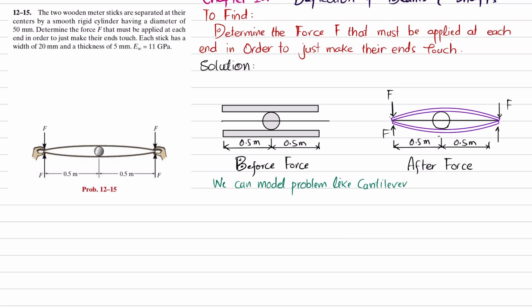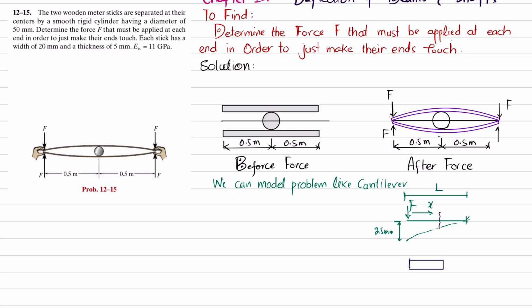If we draw it like this, this is the cantilever beam having fixed support at this end, and a force F is applied, so it will deflect like this. Let the length X be in this direction, and this is the total length of this beam, which is L. When you cut it, you can see that the deflection here is half of the diameter, which is 25 millimeter. So I will also write it, the deflection is 25 millimeter.